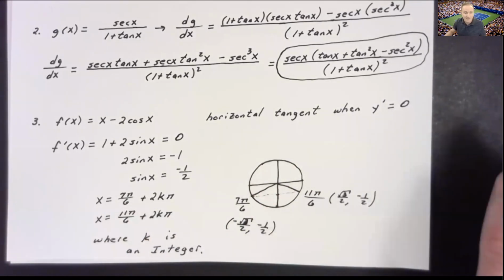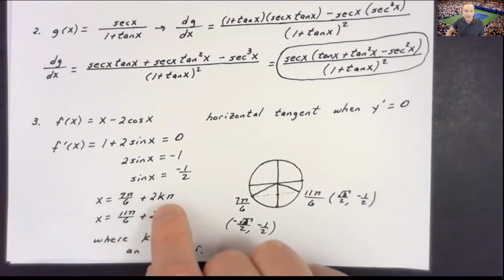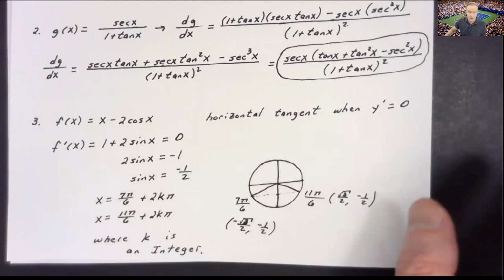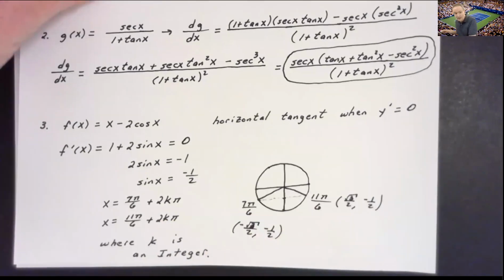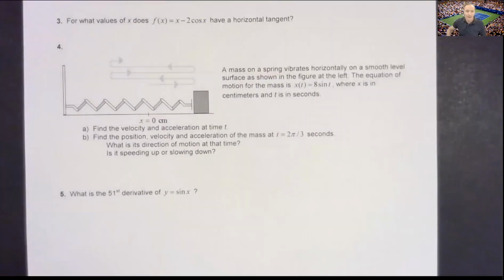And of course, since cosine is a cyclical function, it's going to have infinitely many points at which the original has horizontal tangents. If you wanted a finite number, you would have to restrict. You'd say, well, just from x equals 0 to 2 pi, and then of course you just have those two. Now, for the next problem here, I gave you a little application.